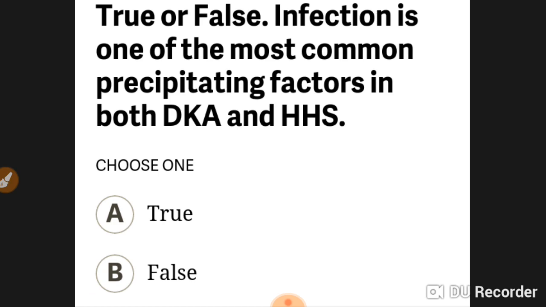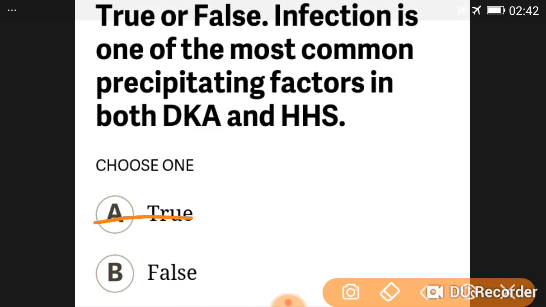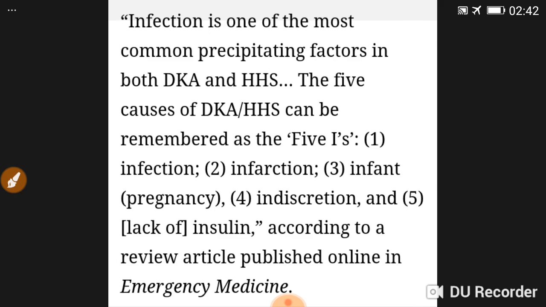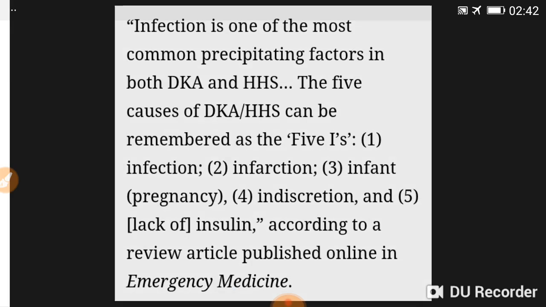Okay. True or false, infection is one of the most common precipitating factors in both DKA and HHS. Yes, this is true. Explanation: infection is one of the most common precipitating factors in both DKA and HHS. The five causes of DKA and HHS can be remembered: first is infection, then infarction, infant pregnancy, indiscretion, and lack of insulin, according to the review published online.